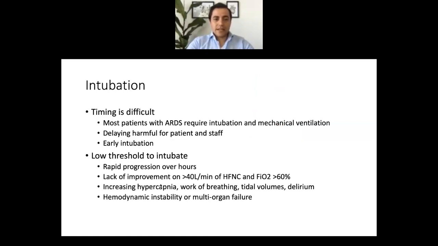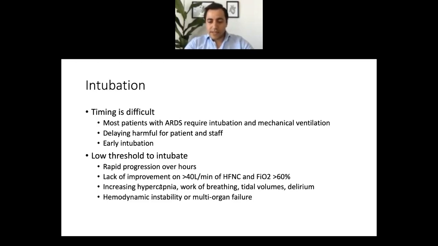So when you do decide to intubate the patient, the timing is really difficult in my experience, because we know that most of the ARDS patients require intubation and mechanical ventilation. Delaying this can be harmful for the patient and also for the staff because of the higher risk of contamination. So we advocate to intubate the patient early if necessary.